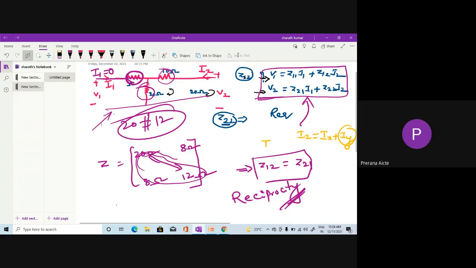Sir, yes, please ask. How to find the image parameters of the Z parameters, sir? Image parameters, nothing but the image parameters of Z. You can say the Z parameters are derived by using these kinds of different circuits, right? The image parameters of Z parameters are derived from the equivalent circuit of your Z parameters.